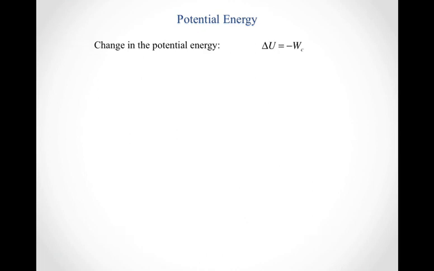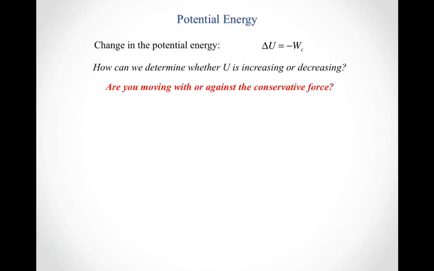So again, thinking about our definition for the change in the potential energy. Is there a way that we can figure out whether the potential energy of our system is increasing or decreasing by thinking about how our system is changing? The way we want to get comfortable thinking about this is, are you moving with or against the conservative force? So if your object is moving against the conservative force, it will increase the potential energy of your system. If the object is moving with the conservative force, that will decrease the potential energy of the system.